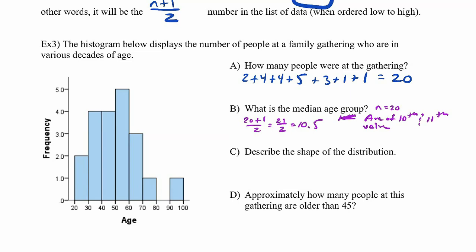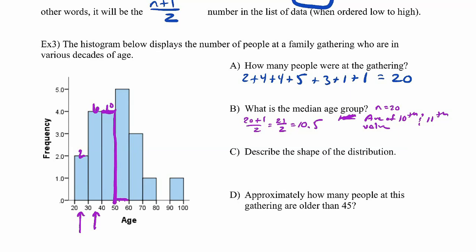Let's count. From low to high, we had 2 people in our 20s. In our 30s, we had another 4 people. Well, 2 plus 4, by the end of the 30s, we get to 6 people. We're not up to the 10th or 11th person in our group yet. Now, when I add the next 4 people in their 40s, I am now up to the 10th person in the group. The 11th person in the group must be in their 50s. In this particular case, the split from the 10th person to the 11th person in the group is right at 50.